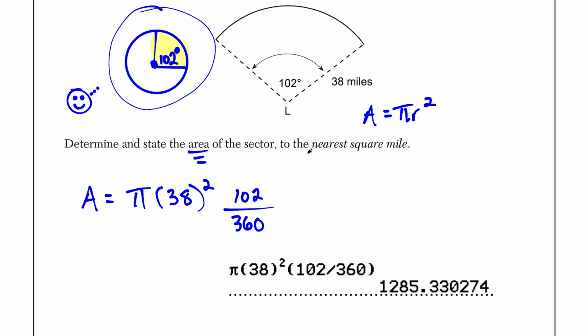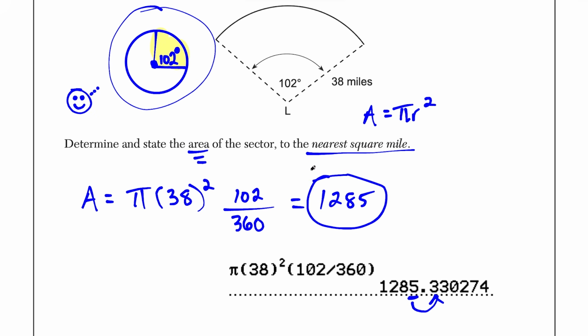So to the nearest square mile, we're going to round to the nearest whole number. We're going to get 1,285. And we're rounding down because if we look at the ones place here, the digit to the right is a 3. We're rounding down to 1,285. And the units here are technically square miles, but once again, we don't actually have to write the units in our answer. So here's our solution to question 26.